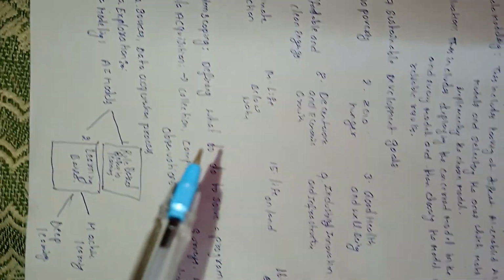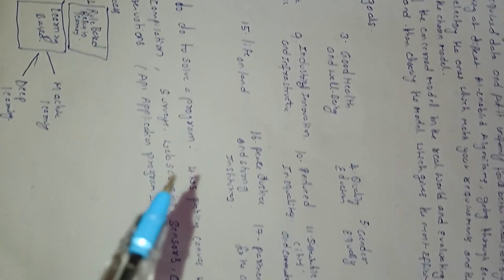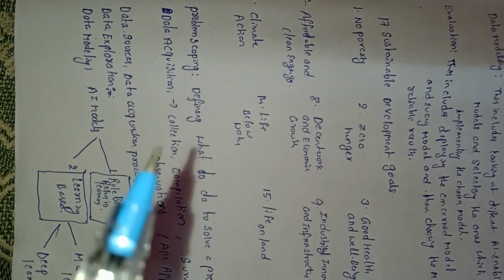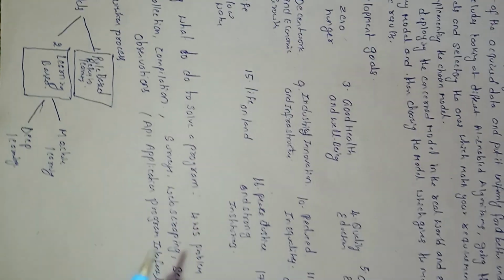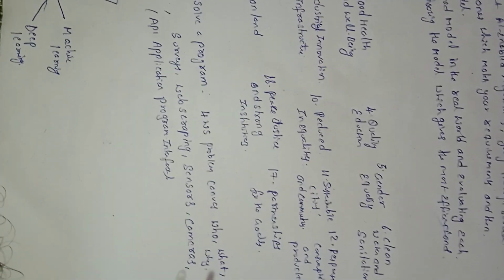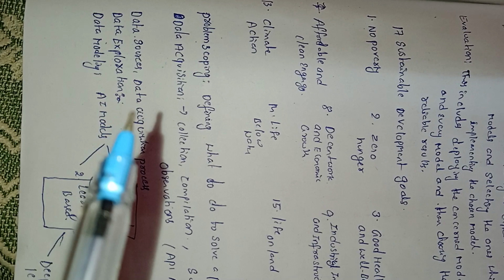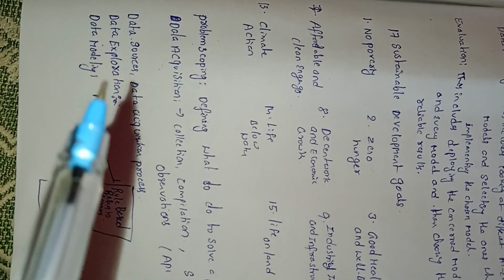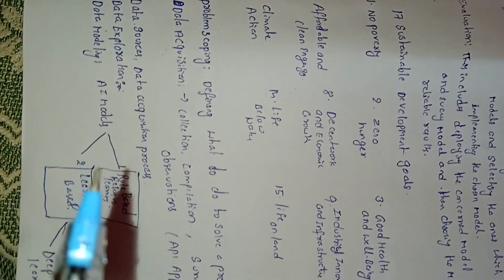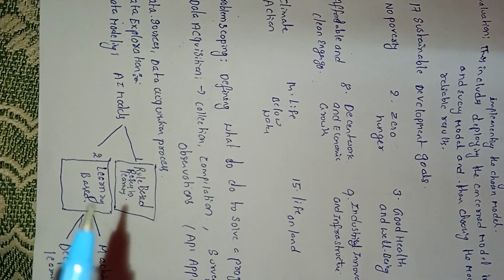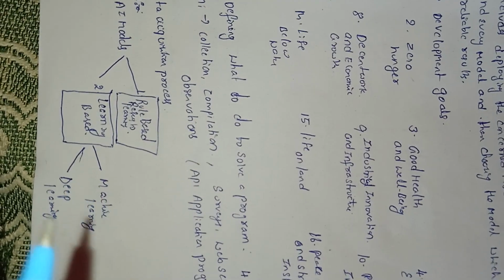Problem scoping. Defining what problem to solve. The 4Ws problem canvas: who, what, where, why. Data acquisition: collection, compilation, surveys, web scraping, sensors, cameras, observations, application program interface. Data source, data acquisition process, data exploration, data modeling, AI models: rule based, learning based, machine learning, deep learning.